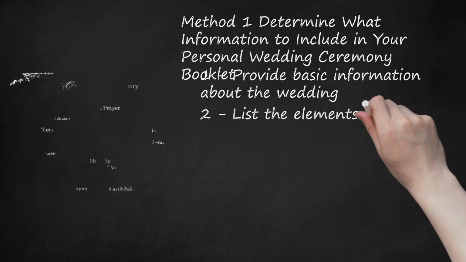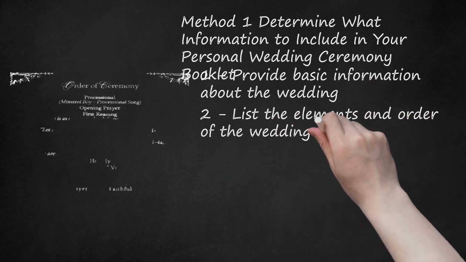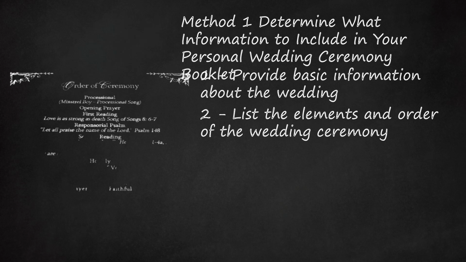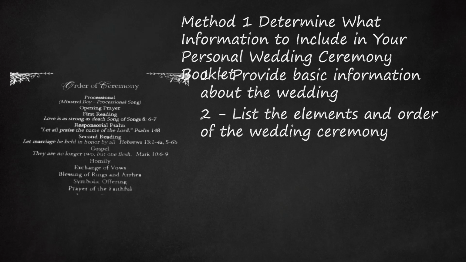2. List the elements and order of the wedding ceremony. The ceremony booklet includes information about the actual ceremony, so guests can follow along and participate. The booklet may list traditional parts of a wedding ceremony, such as the procession, invocation, declaration of intent, vows exchange, ring exchange, pronouncement, and reception.